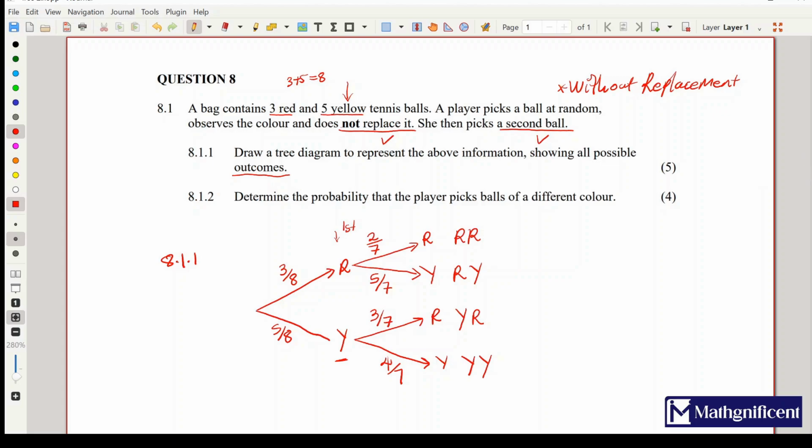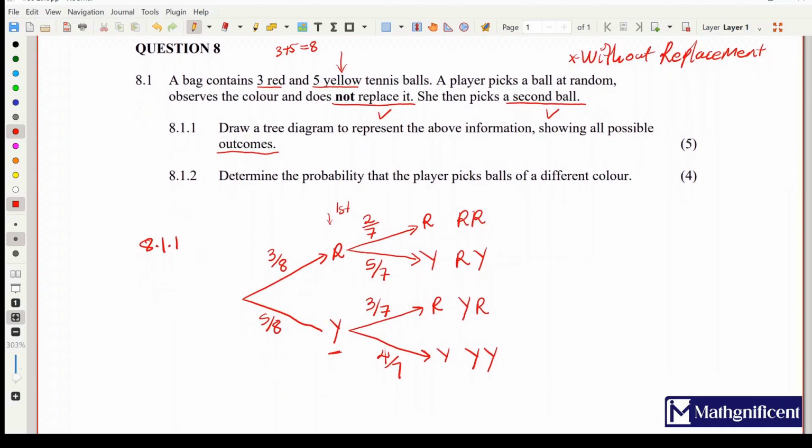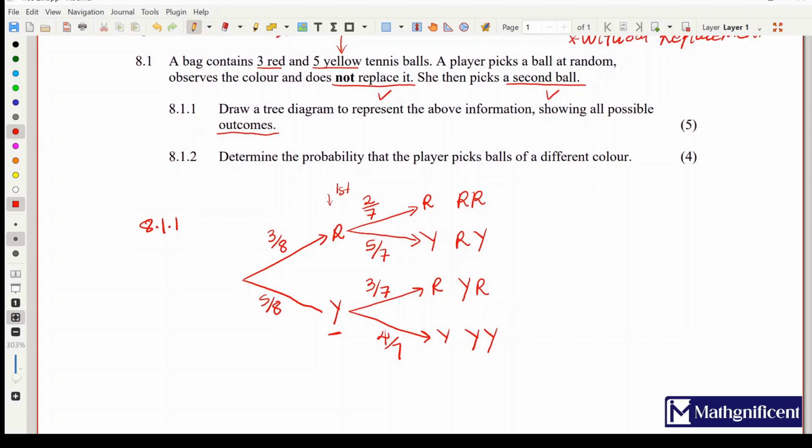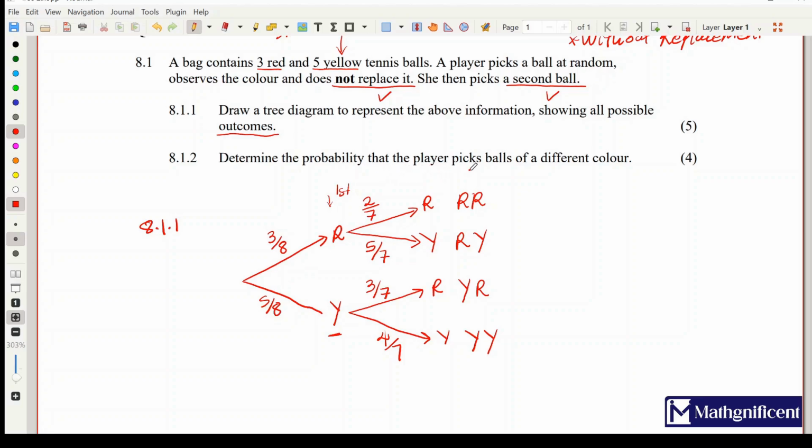So now let's look at 8.1.2. It says that we should determine the probability that the player picks balls of different colors. We know that this should happen twice, in a way that a player picks a ball first and then picks a ball a second time. So it means he or she can pick 2 balls of different colors.